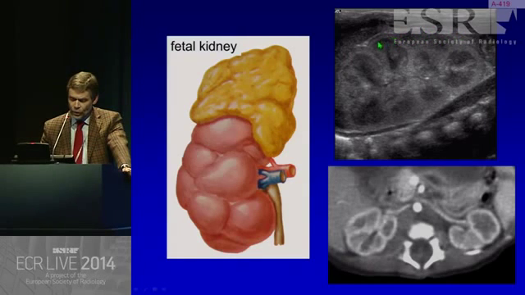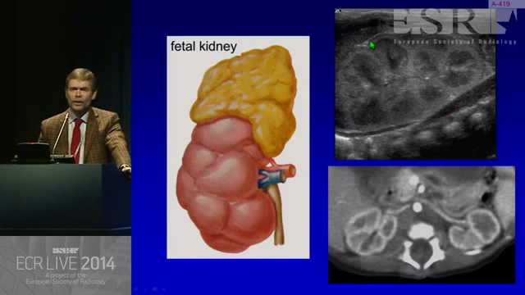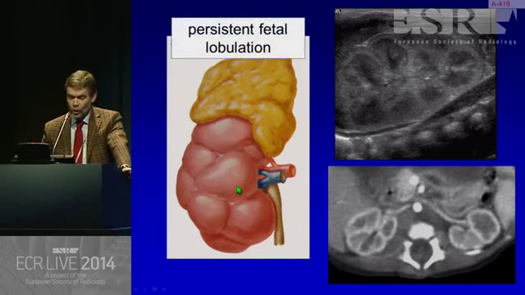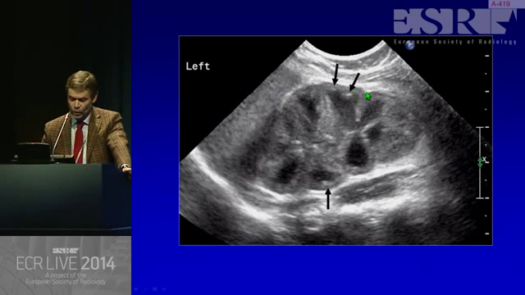And these lobulations are always in between the pyramids. These are not scars, no infarcts, it's completely normal. You can see it on ultrasonography, you can see it on CT, and of course on this drawing. Persistent fetal lobulation. It's quite common, as we can see it over here also.